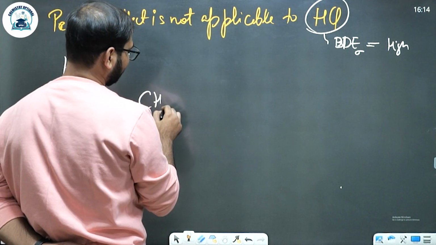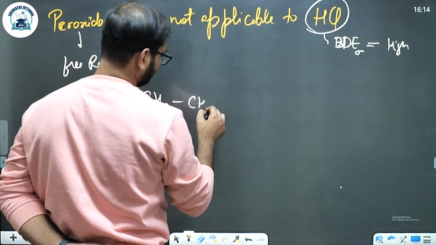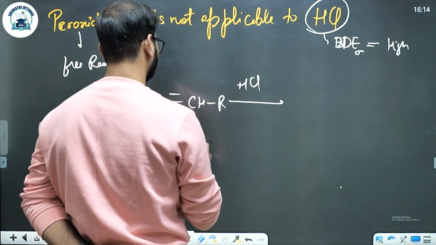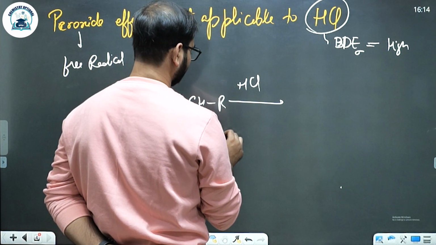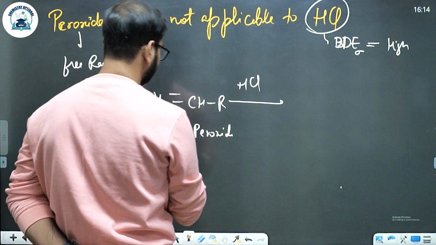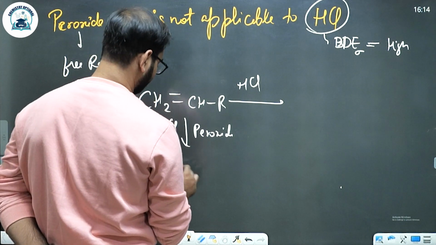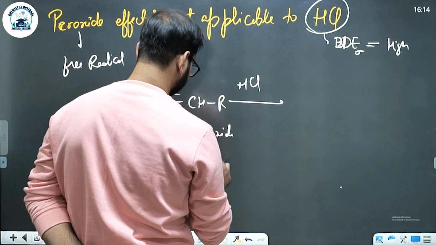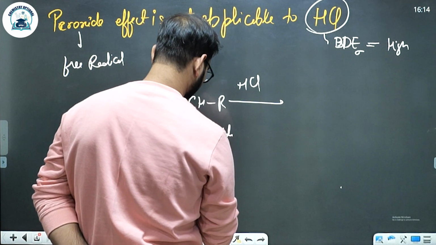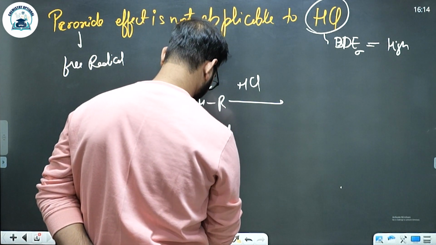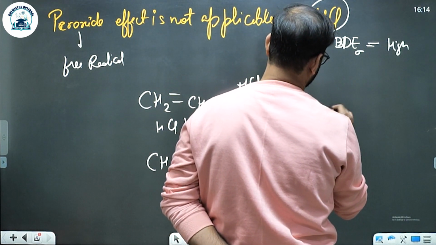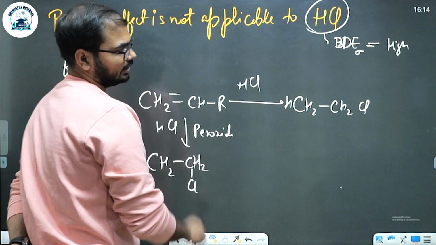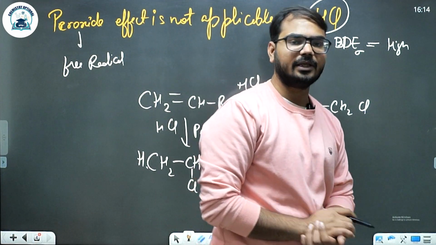So if you are having an alkene, no matter what you do with it, whether you are taking peroxide or not, the reaction will always yield the same product as per Markovnikov's rule. CH2, Cl, it will be CH2, and the same product will be obtained here. CH2, CH2, Cl, hydrogen here and hydrogen here. So these are the exceptions regarding Markovnikov's rule.